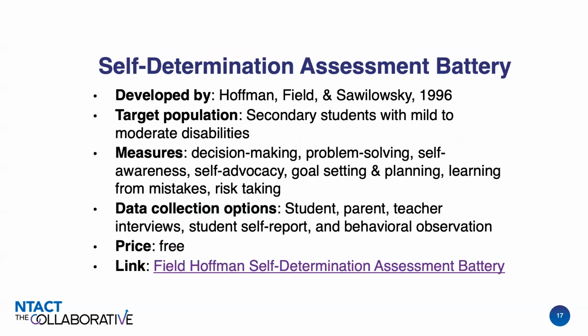The self-determination assessment battery can be used with secondary students with mild to moderate disabilities. This assessment measures the following self-determination components: decision-making, problem-solving, self-awareness, self-advocacy, goal-setting and planning, learning from mistakes, and risk-taking. Multiple data collection options are available, including student, parent, and teacher interviews, student self-report, and behavioral observations. This is also a free assessment available on the Zaro Center for Learning Enrichment website through the University of Oklahoma. The website is linked on the slide.